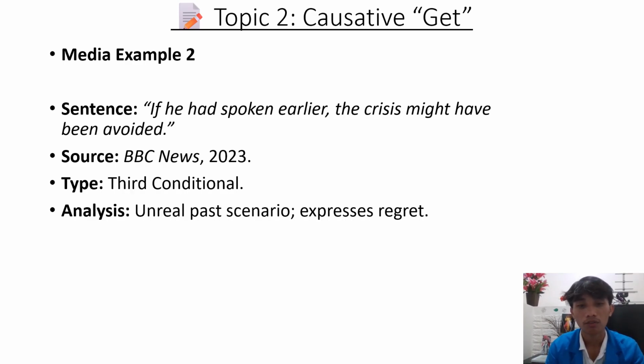Another example comes from BBC News in 2026. If we had spoken earlier, the crisis might have been avoided. This is a third conditional. It describes an unreal past situation and expresses regret about what did not happen.